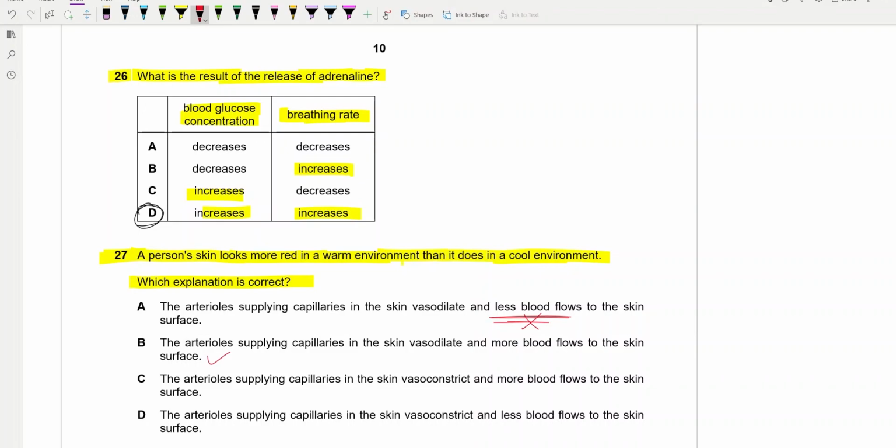Option C. The arterioles supplying capillaries in the skin vasoconstrict, it is wrong, and more blood flows to the skin surface. Option D. The arterioles supplying capillaries in the skin vasoconstrict, which is again wrong, and less blood flows to the skin surface. And we have two mistakes in option D, so the correct option would be option B.